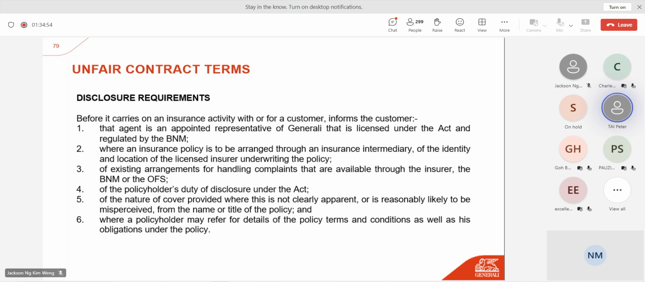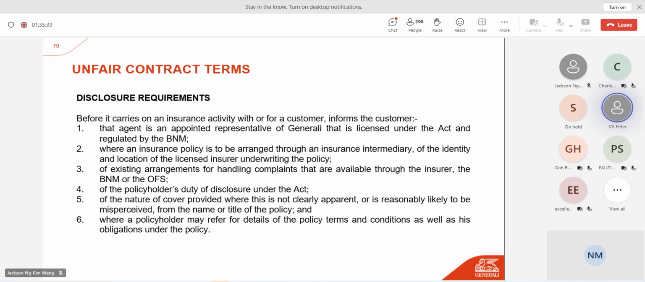Disclosure. Again, as an agent of ours, you must honestly tell your client about the policy. Use the product disclosure sheet, and also inform them that they can go to OFS. OFS stands for Ombudsman for Financial Services, for them to lodge any complaint or unhappiness. Then, for policy disclosure, all the information that you have must be made known to the insurance company. You must refer to the policy, and like I said, nobody reads the policy, never mind, but at least you must give them the PDS, the product disclosure sheet, so they are aware of the coverage.